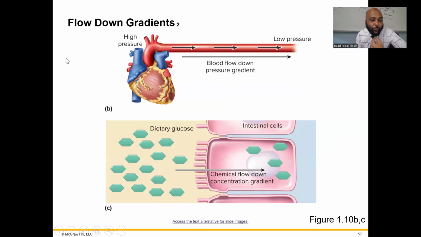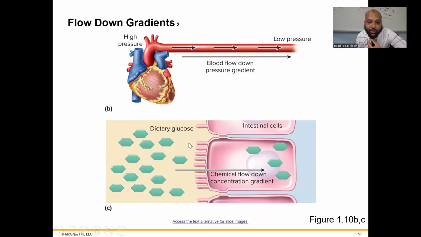Okay, so we talked about how many gradients so far. We talked first of all about the pressure gradient. So we move from an area of high pressure next to the heart, because that's the pump. When the ventricles contract, they pump the blood very hard. So the pressure will always be the highest right here, where my mouse is pointing. And then it's gonna leave to an area where there is low blood pressure.